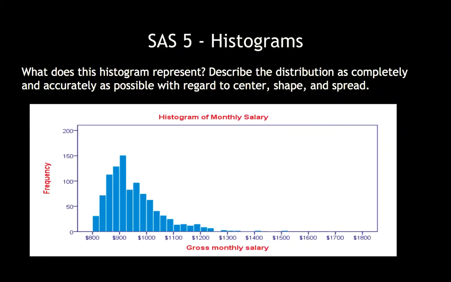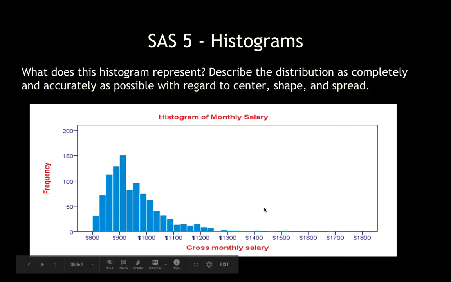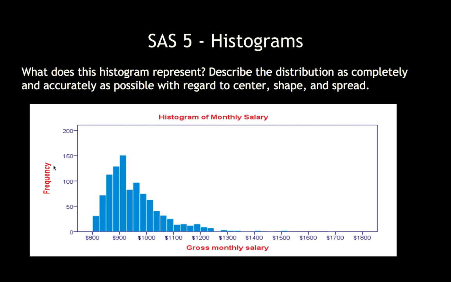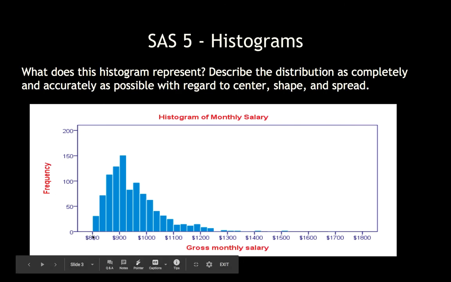All right, so today's lesson is on histograms. What does this histogram, this graphical representation, represent? We're supposed to describe the distribution as completely and accurately as possible with regard to center, shape, and spread. So this is a histogram of monthly salary, as depicted in the title. This is the frequency of times it happens to have a gross monthly salary of that amount.